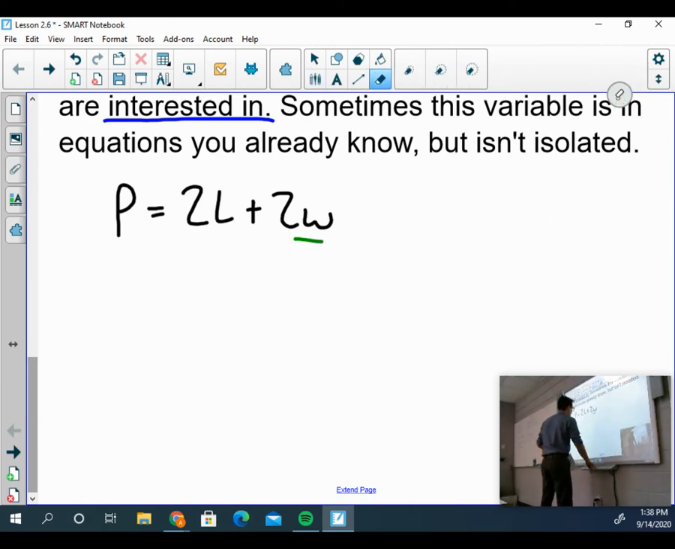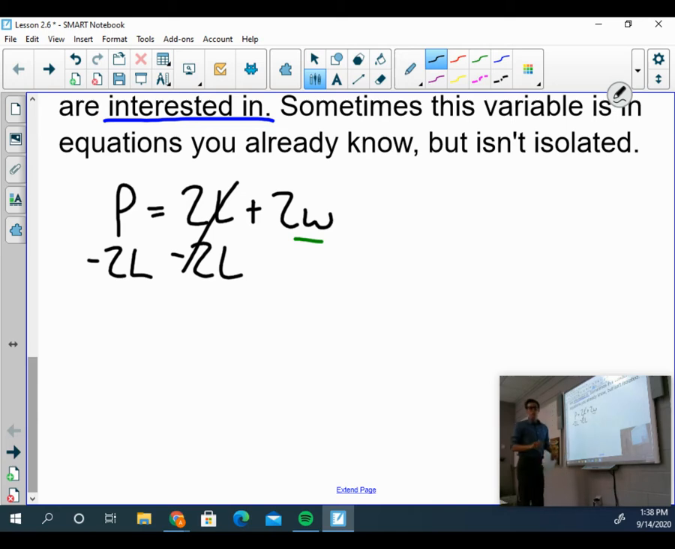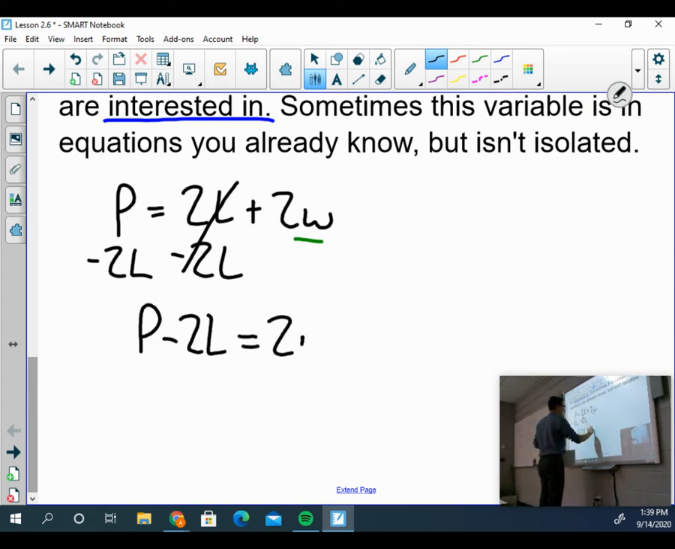Similar concept here. My first step is going to be subtracting 2L from both sides. Again, I'm trying to get W alone. I need to get rid of the 2L and the 2. Again, the 2 is multiplied, so we deal with the addition and subtraction first, then the multiplication and division. So what comes after that? Well, I've got this P minus 2L over here, but it's actually just going to stay as P minus 2L. You can't simplify P minus 2L because they are not like terms. So we just leave it written as is.